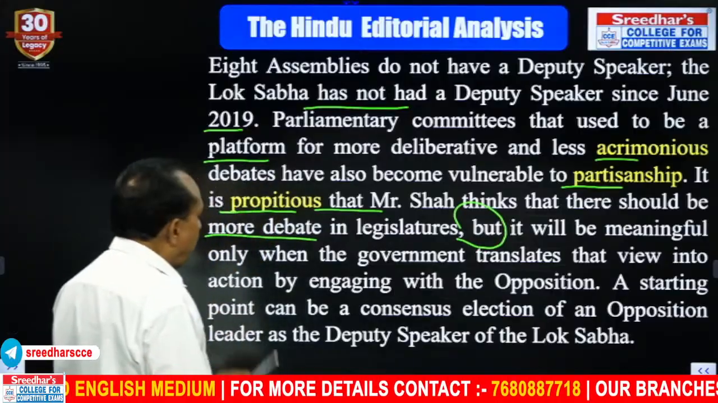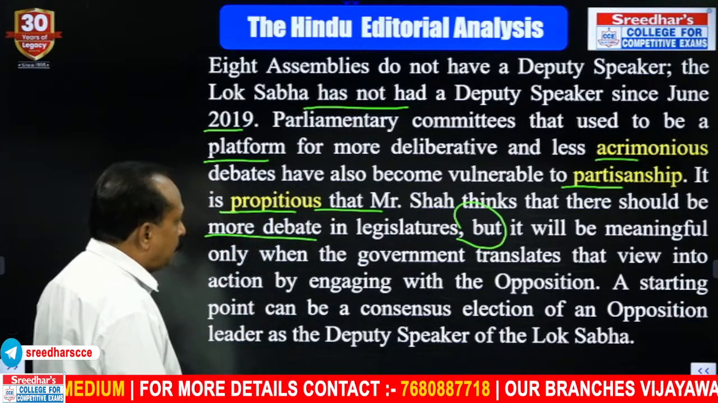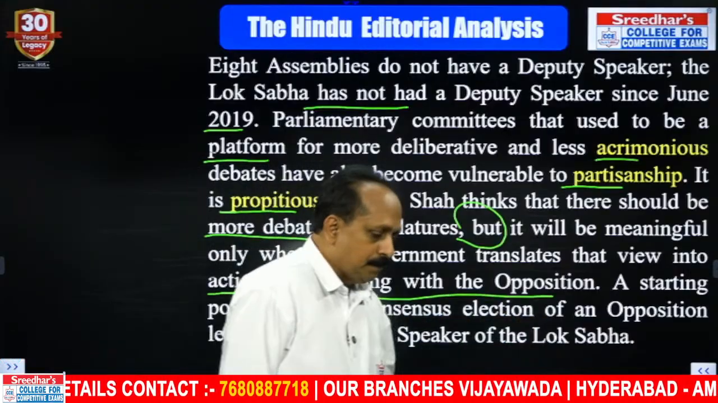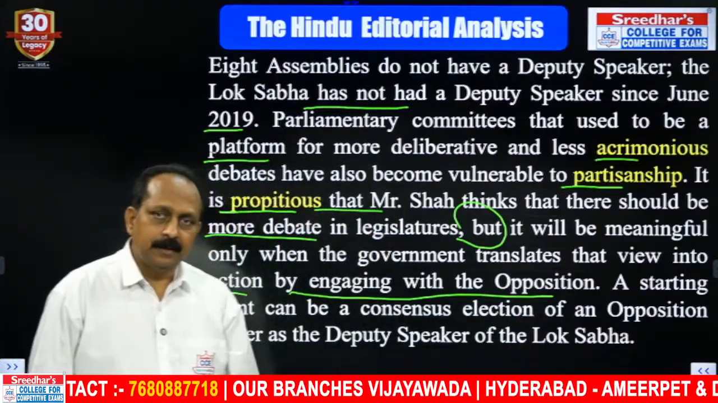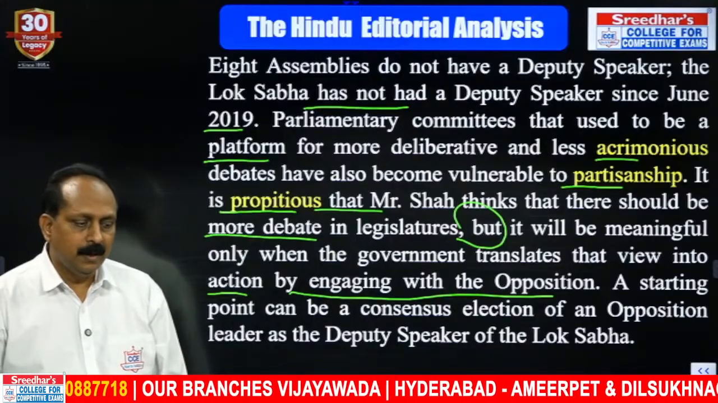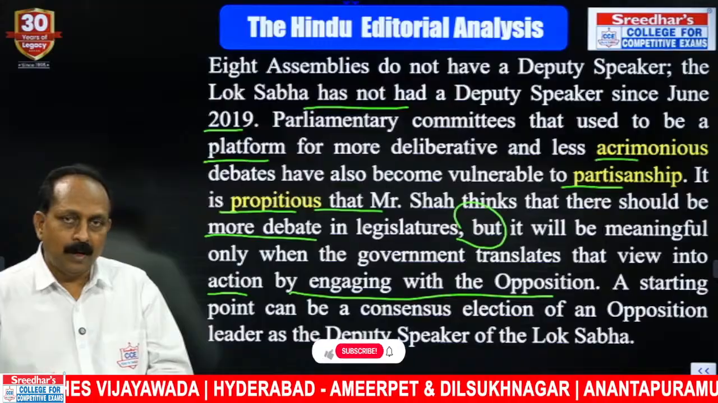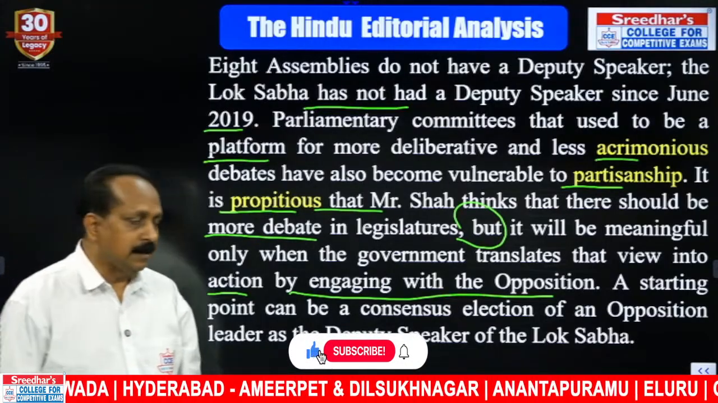It will be meaningful only when the government translates that view into action by engaging with the opposition. When does it make sense, the statement given by the Home Minister? If the government engages the opposition in a discussion or a debate, then it makes sense.